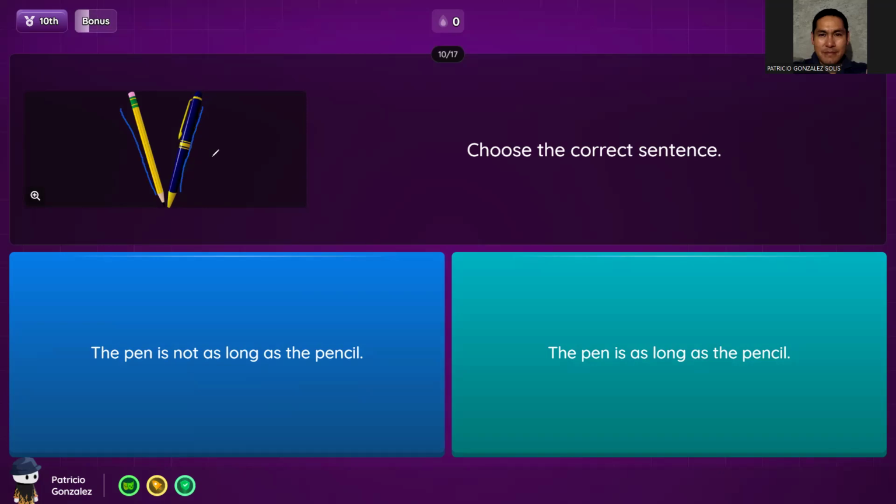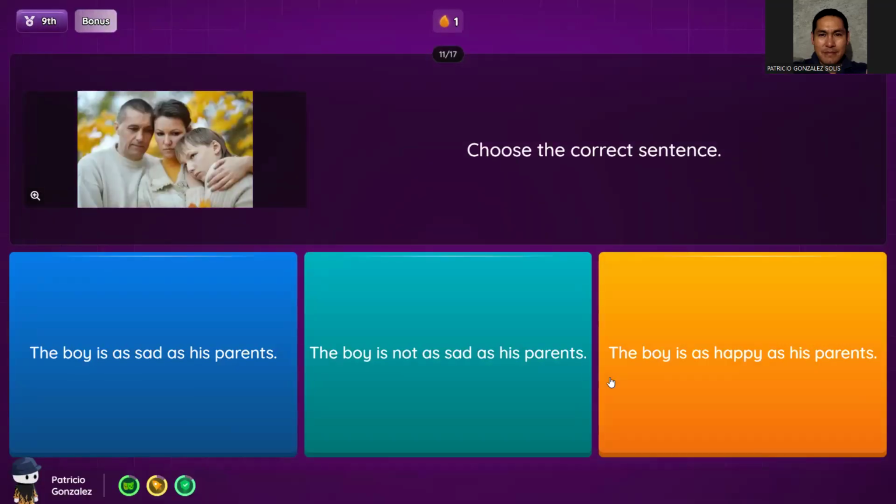Same or different? No, it's same. The pen is as long as the pencil. Oh, okie dokie. So it is this one. Thank you, Mary Catherine. Right.